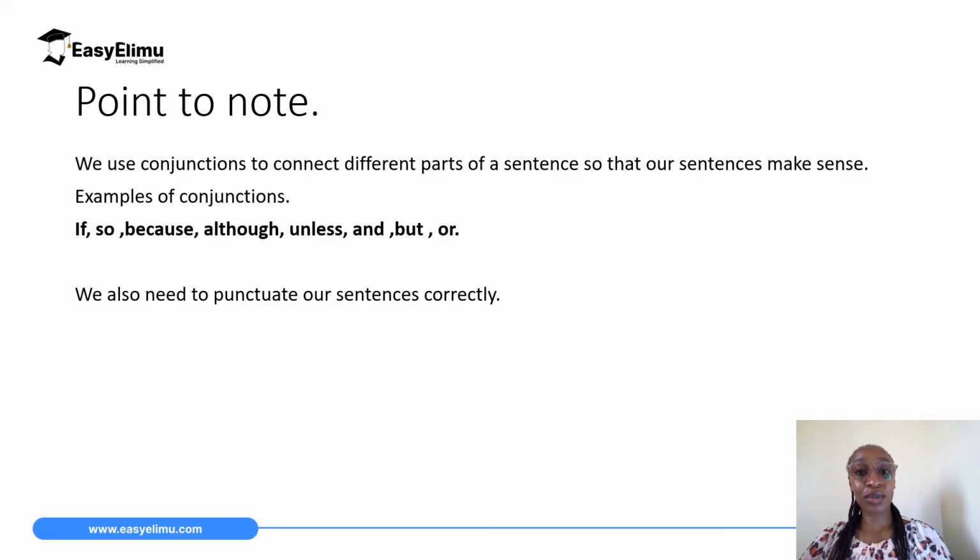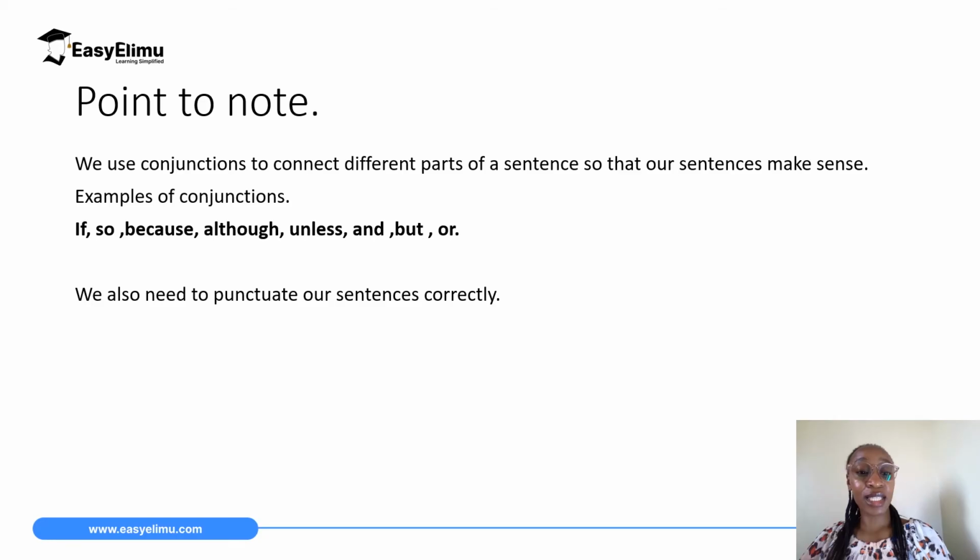Or if you ask somebody, do you want tea or coffee? It makes sense. So those two parts of the sentence, do you want tea and coffee, have been connected together or linked together by the word or, and or is a conjunction. So it is important to note that in some instances you may need to use conjunctions to join the different parts of your sentence for your sentence to make sense.